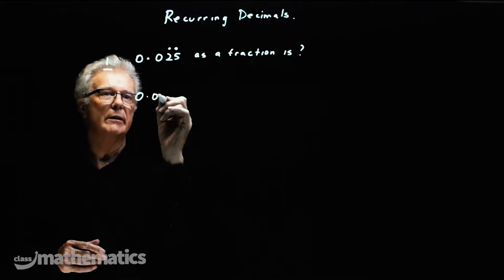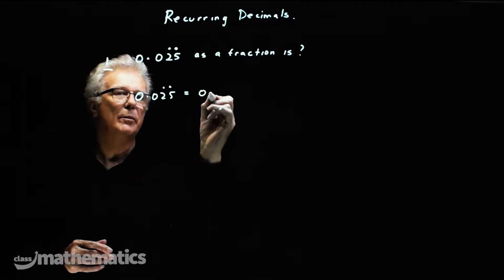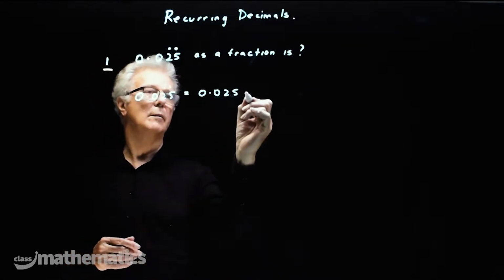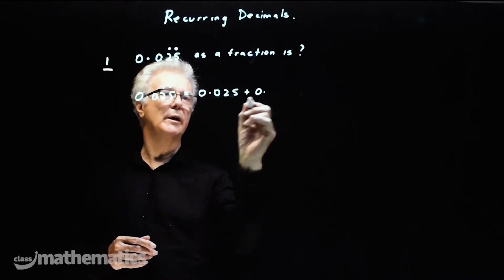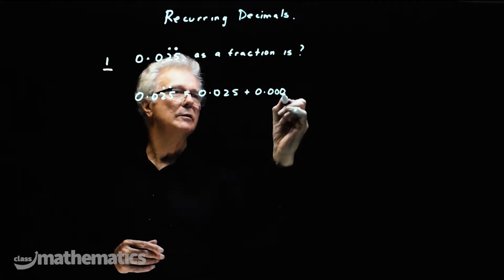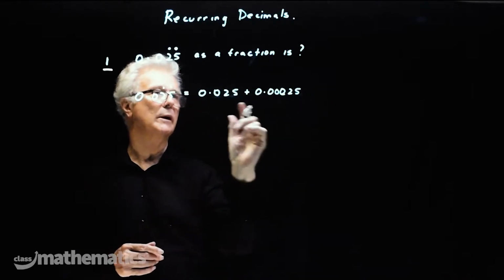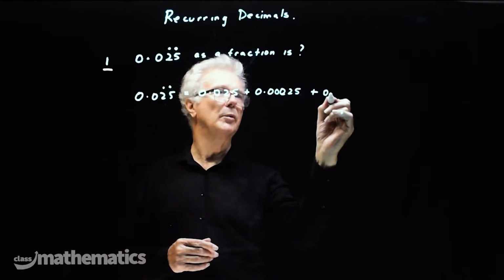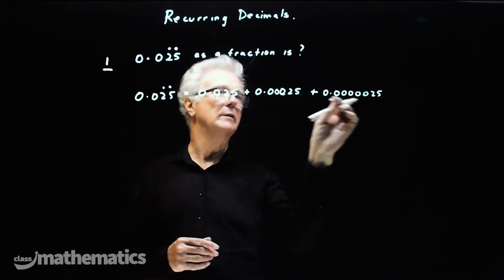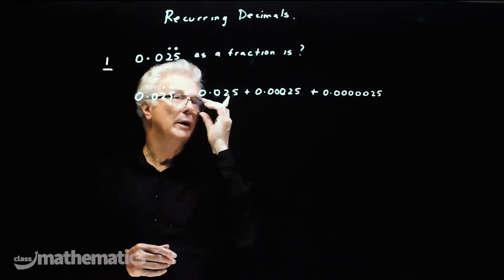So 0.025 repeater is equal to 0.025 without the repeats, plus 0.000025, that's three of those zeros, 25. And then that will put that onto this one, plus 0.00000025, five of these zeros, 25, and that'll tack that onto that one, so you see how it's going. Okay, so now we've got our GP.